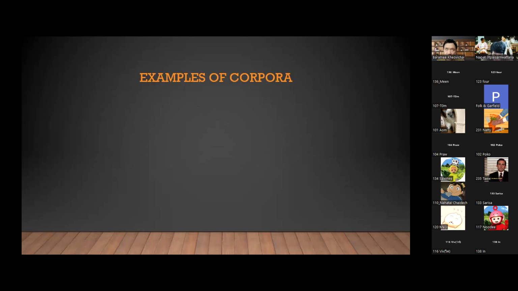Now, there are some corpora that have been compiled for us. By the way, corpora here, this word, is the plural form of the word corpus. A corpus is a singular noun. Corpora is a plural noun.